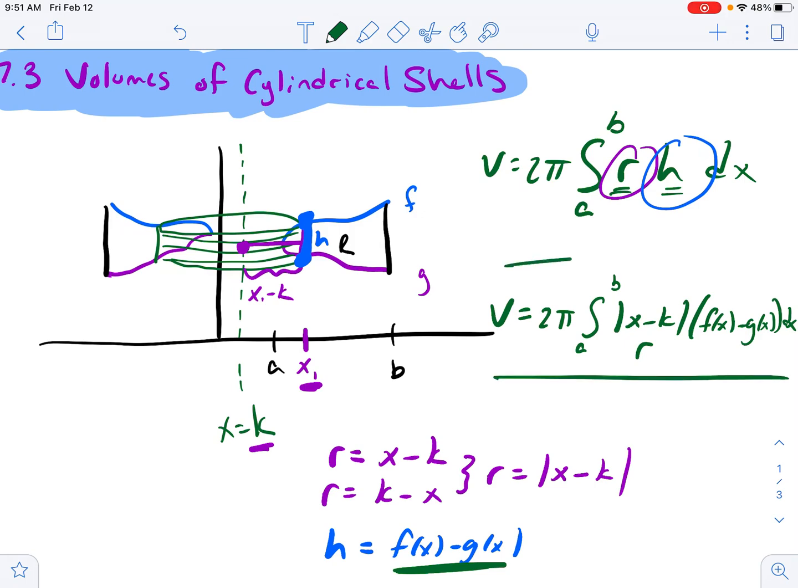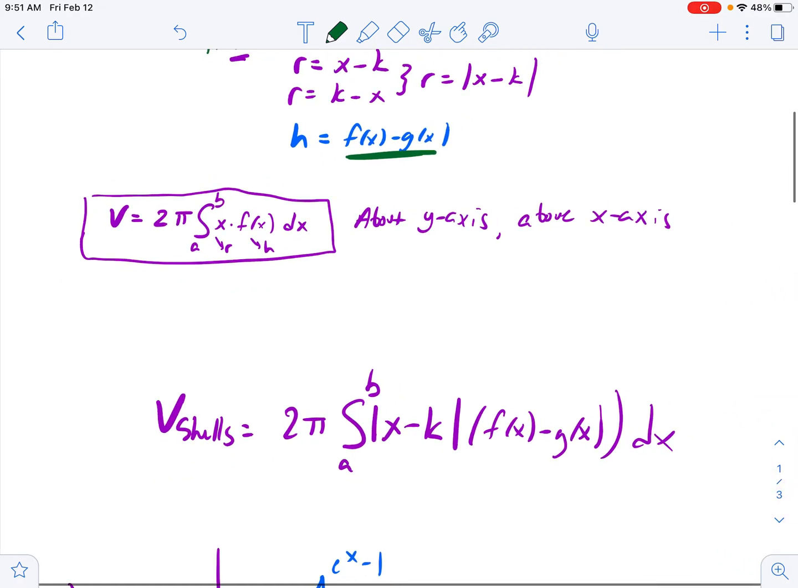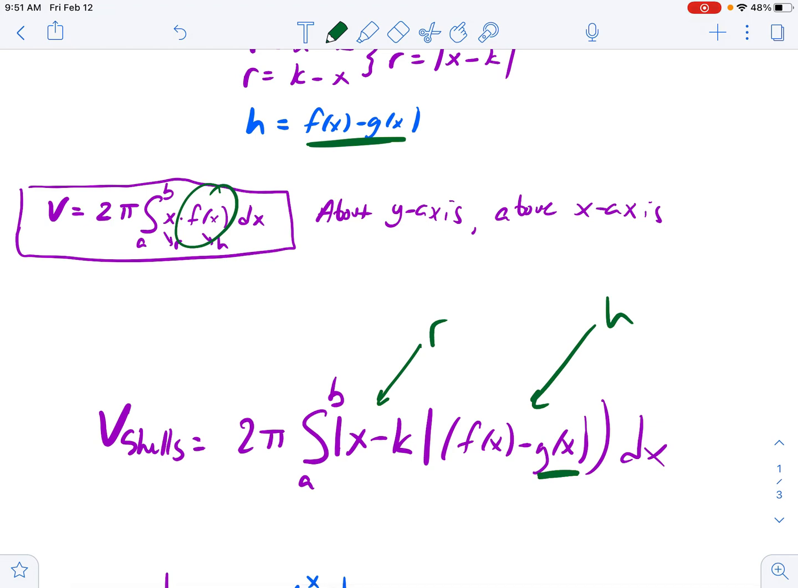And there's our more general version of the formula, which I'll scroll down to and I also have rewritten, okay? It's right down here at the bottom of the page. So the volume of shells is 2 pi integral from a to b of the absolute value of x minus k. That represents the radius of the shell. f of x minus g of x is the height of the shell. Now, if the region's right above the x-axis, then g of x is just the line y equals 0, okay? And we get back this more simplified version of the formula, okay?